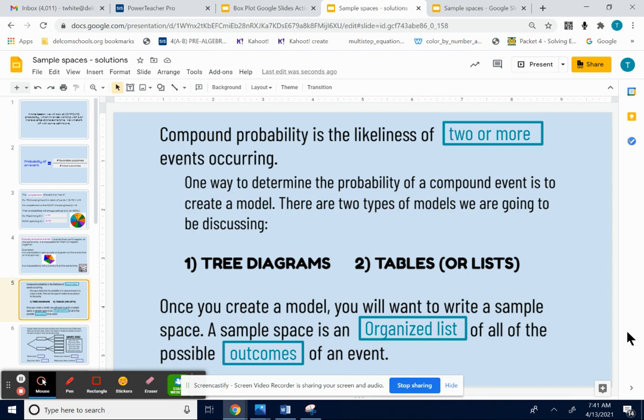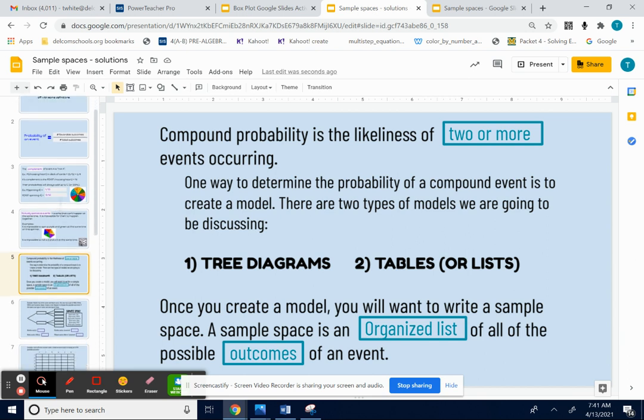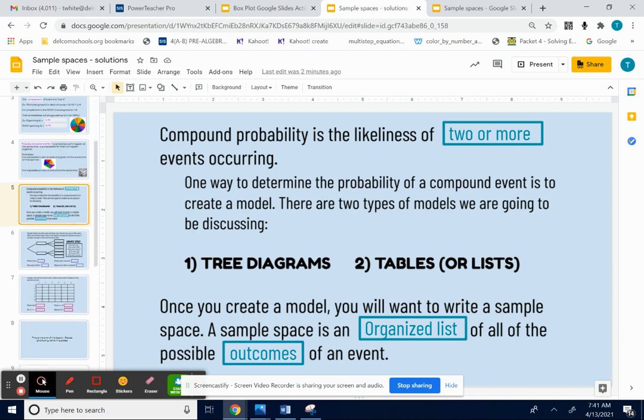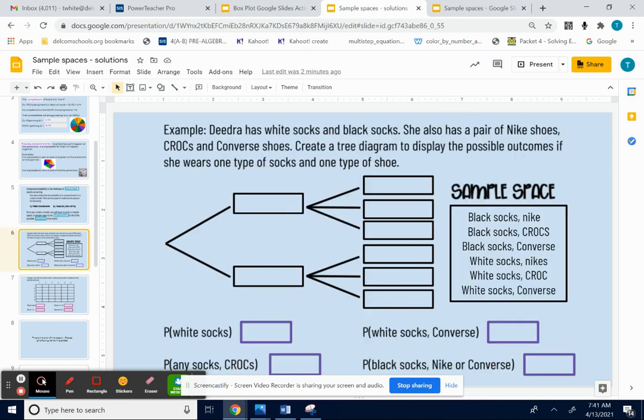Once you create a model, we're going to come up with a sample space. A sample space is an organized list of all the possible outcomes of the event. I think when we do some examples, you'll see what I mean. Let's do a tree diagram first.